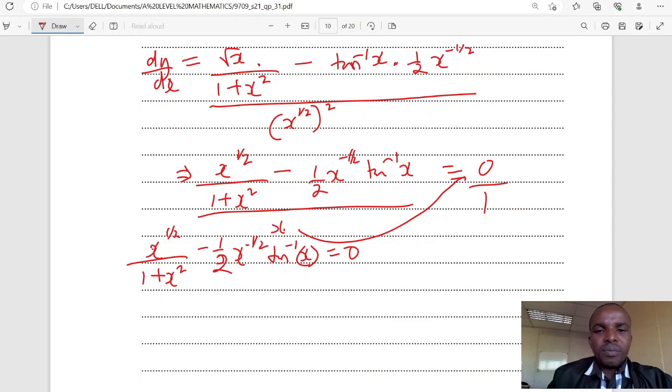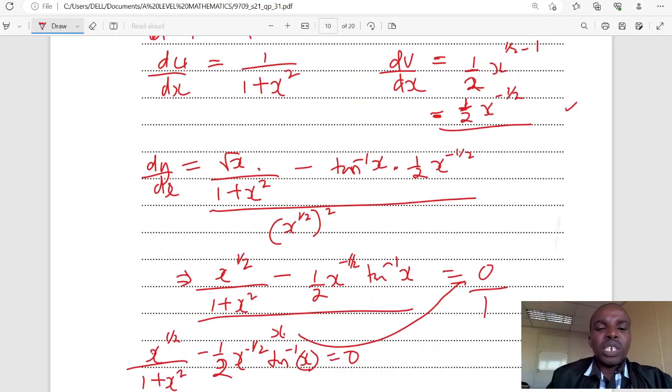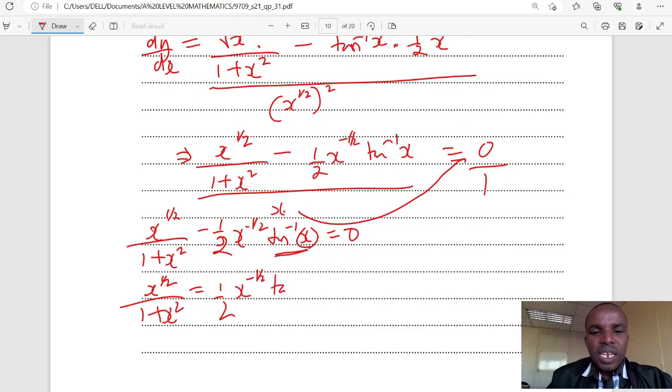Then you can check on your item. You have to show that a is equal to tan of something, which means tan must go to the other side, right? So you have to make arctan x the subject of the formula in this case. So you can take whatever is with arctan x to the right side of our equal sign. It will be x to the power half over 1 plus x squared is equal to half x to the power minus half, then arctan x.